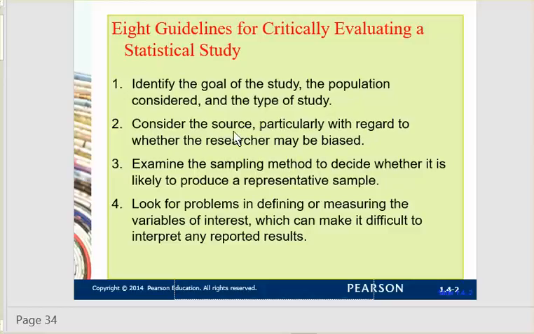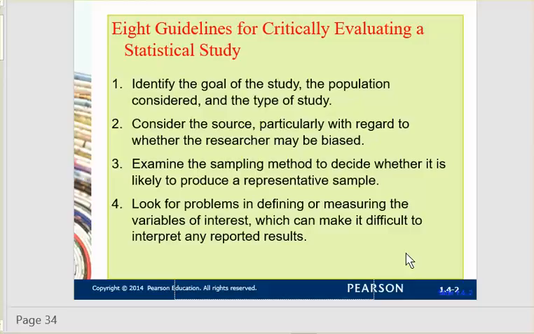The first one says, identify the goal of the study, the population considered, and the type of study. So you need to make sure that those 3 things are consistent and make sense. 2, consider the source, particularly in regard to whether the researcher may be biased. If the cigarette companies are running a survey on cancer research, we may want to just be a little more cautious of the results, correct?